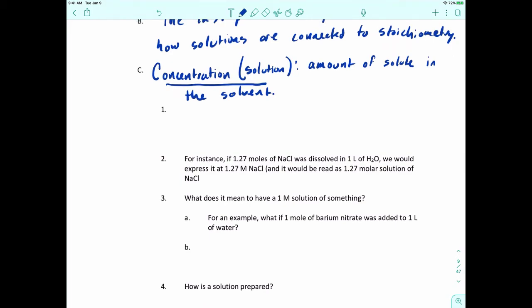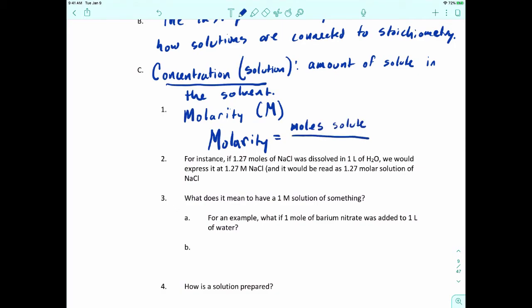Well, in chemistry, we have a unit for that, and that unit is called molarity, which we represent with a capital M. And the way that we calculate molarity is going to be the moles of your solute divided by liter of solution. So when we calculate molarity, the units will be moles per liter, or we could represent this with a capital M. So this is very, very important.